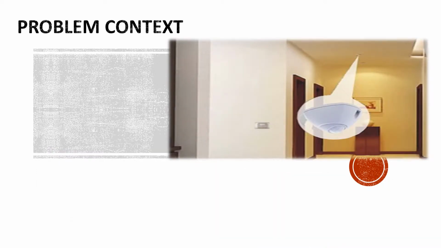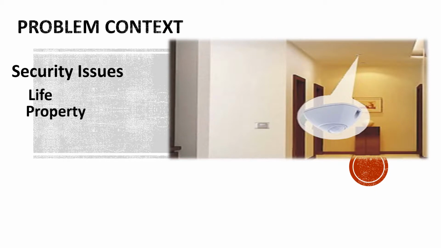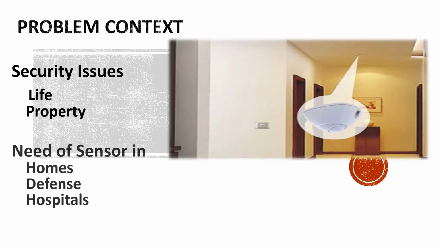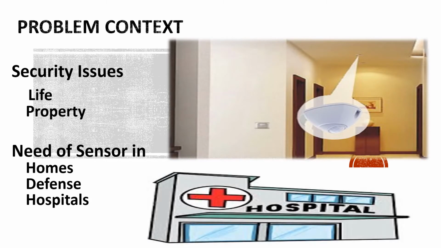Today we are living in an era where security is a big issue. Technologies like motion detector can help us to solve this problem. PIR motion sensor can be connected with other type of sensor in security system to detect intruder. We need security for both life and property. We need security not only in homes but also in defense and hospitals.